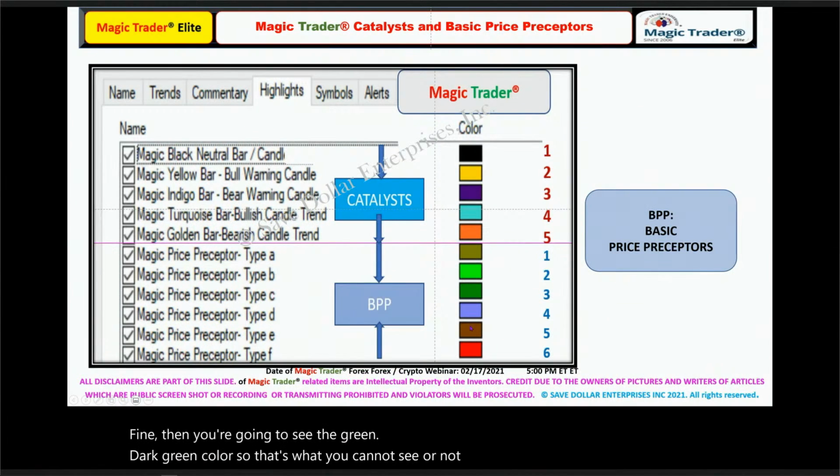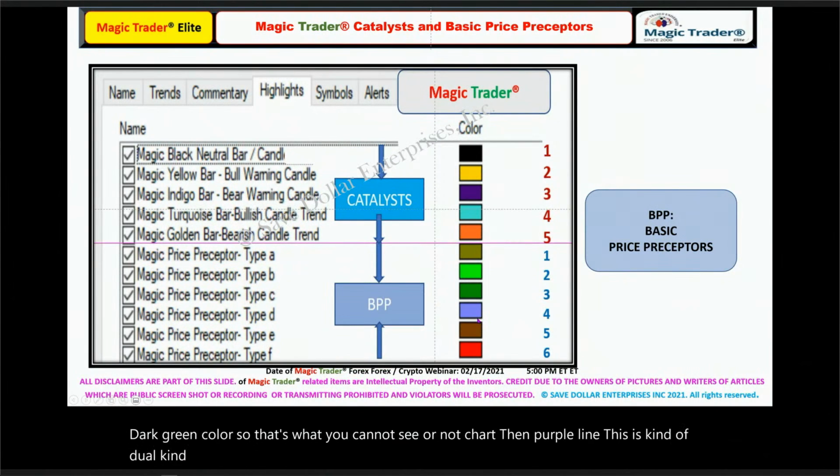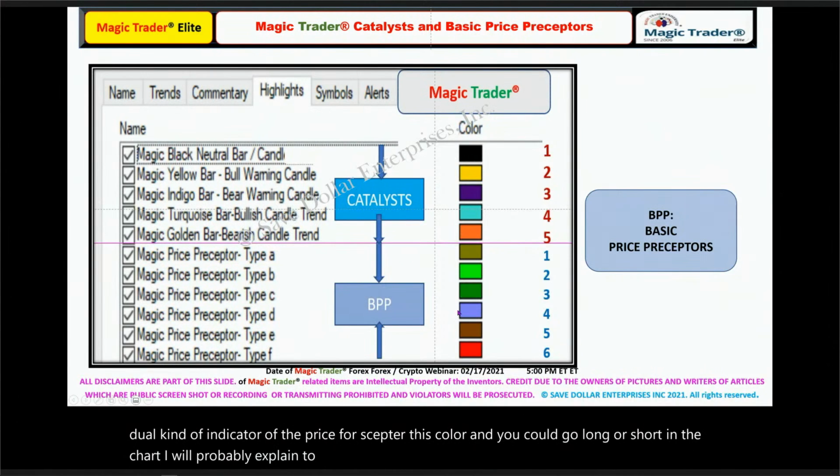Then the purple line. This is kind of a dual indicator of the price preceptor, this color. And you could go long or short. In the chart, I will probably explain it to you better. So this is a dual functionality candle color. Then you have this brown color.